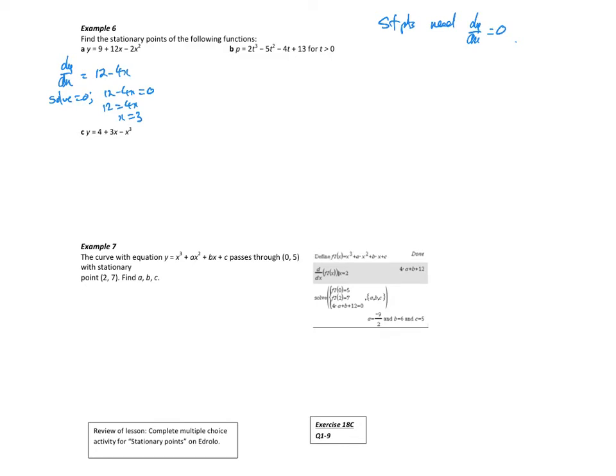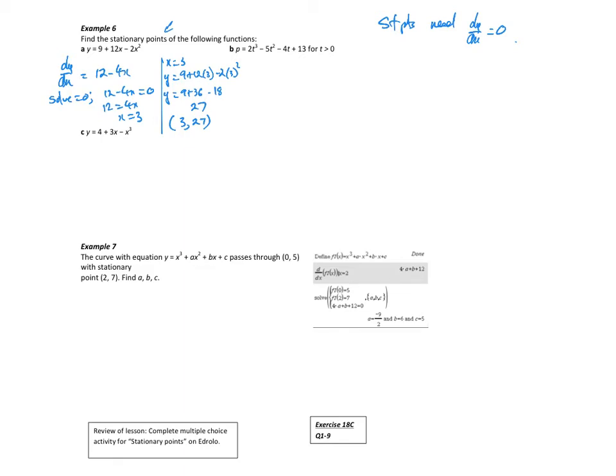So I'm assuming to find the stationary points, we should really have a coordinate. So at x equal to 3, y is equal to 9 plus 12 times 3 minus 2 times 3 squared. 9 plus 36 minus, 3 squared is 9, so that's 18. So what's that going to be? 27. So the actual stationary point is the point (3, 27).